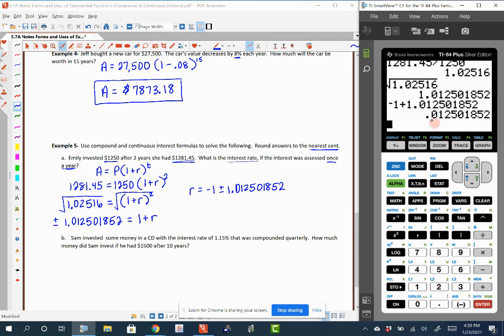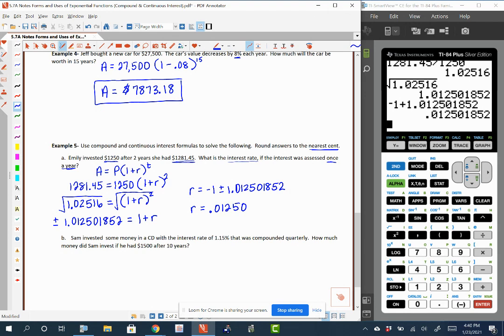That's going to give me that positive value, where if I press subtract, I would have -1 minus 2 point, all of that. I'd end up with a -2 point something. And I don't need a negative rate. I need a positive rate. So I'm not going to use my other version of this. I'm going to keep what I've got here.